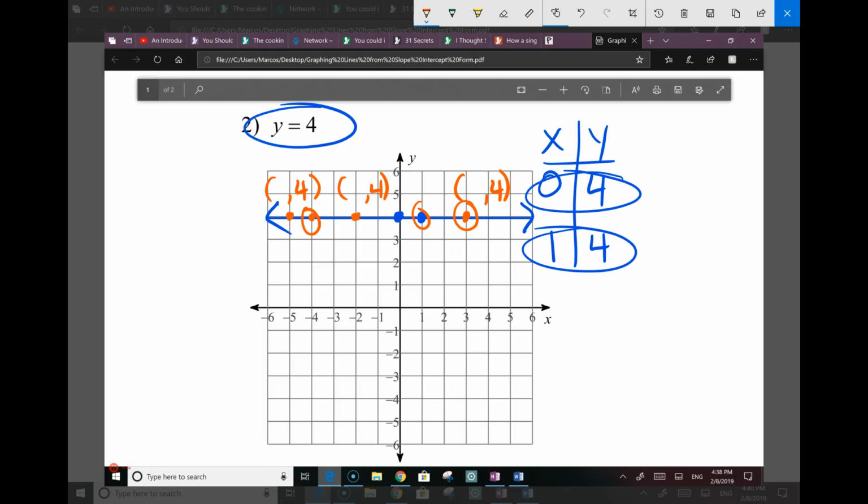Okay, so two different ways of looking at it. When you get really good, you can simply look at this equation and say to yourself, aha, this is going to be a flat horizontal line, and it's going to be 4 units above the x-axis, or if it's negative, it's going to be that many units below the x-axis. And that's how this works. Okay.